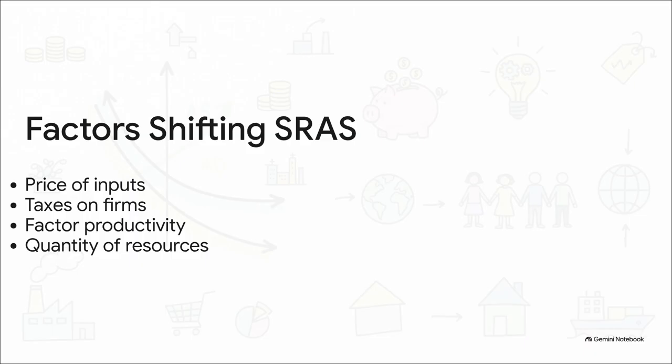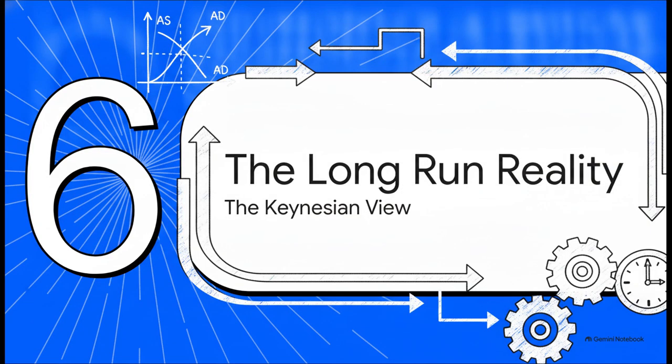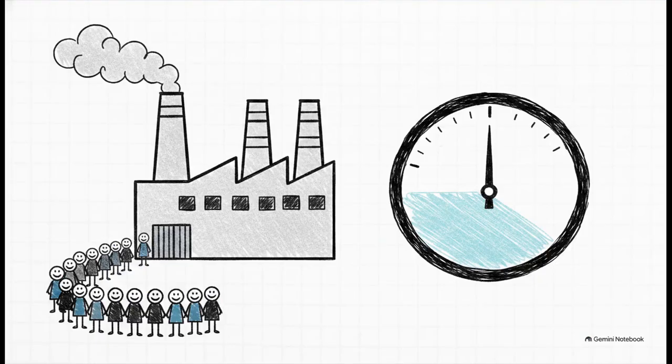But on the positive side, massive leaps in technology that improve factor productivity, or a government cutting corporation taxes, will instantly expand a nation's immediate production capability, pushing that supply curve right. Finally, Section 6, the long-run reality, taking the Keynesian view. We've looked at all these short-term shocks, but let's zoom all the way out for a second. This brings us to the long-run aggregate supply curve, specifically looking through the Keynesian view.